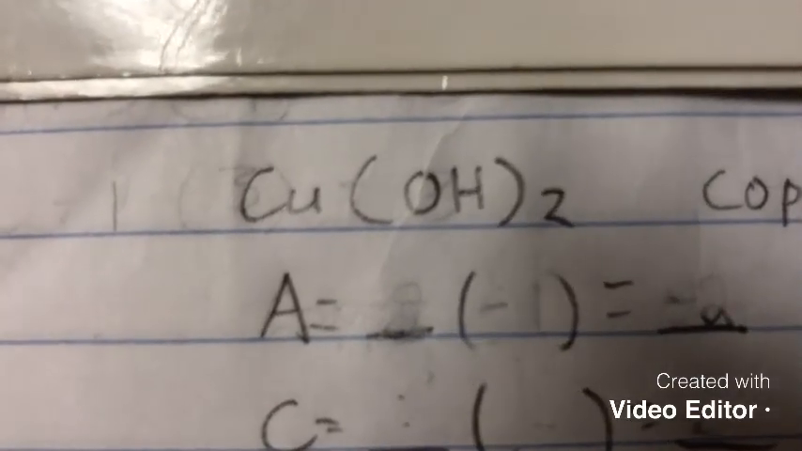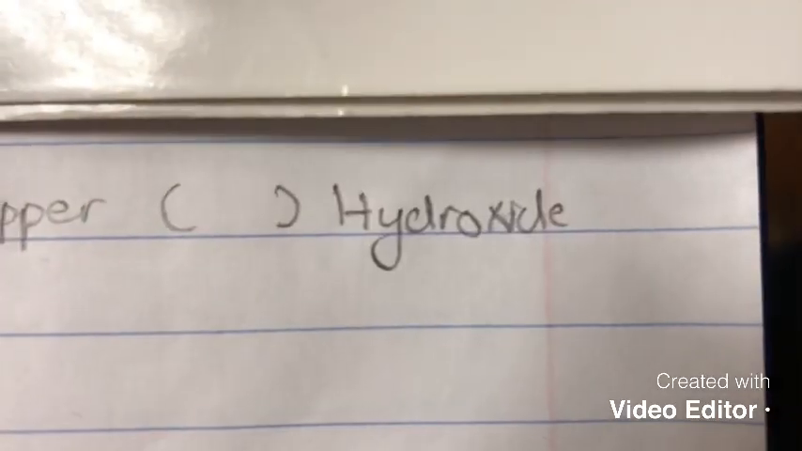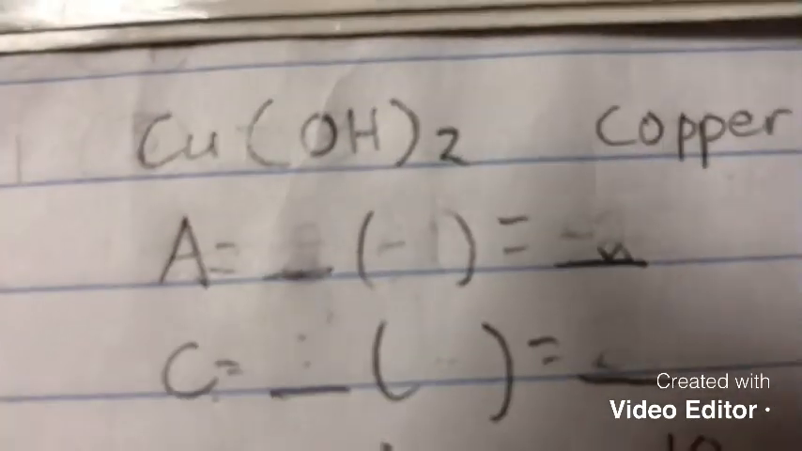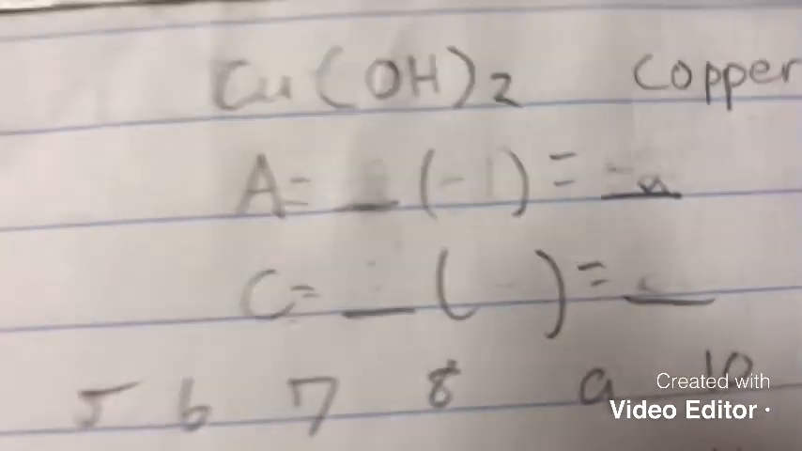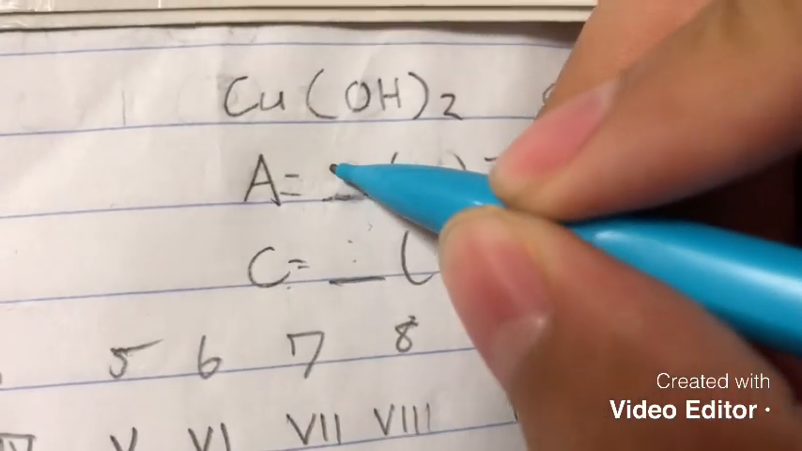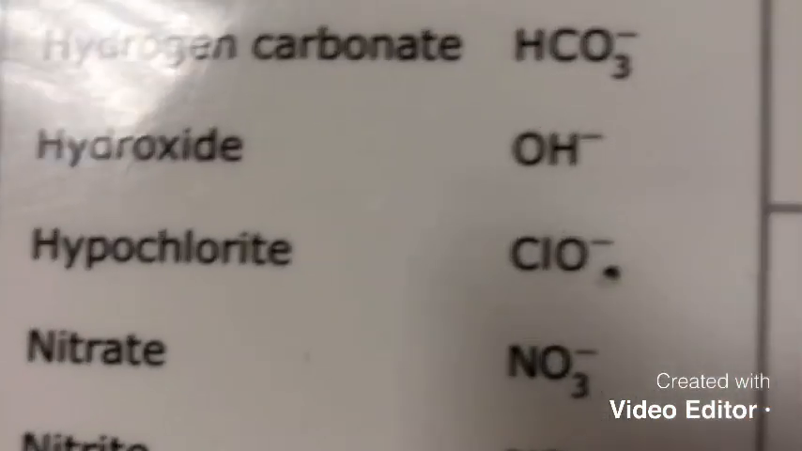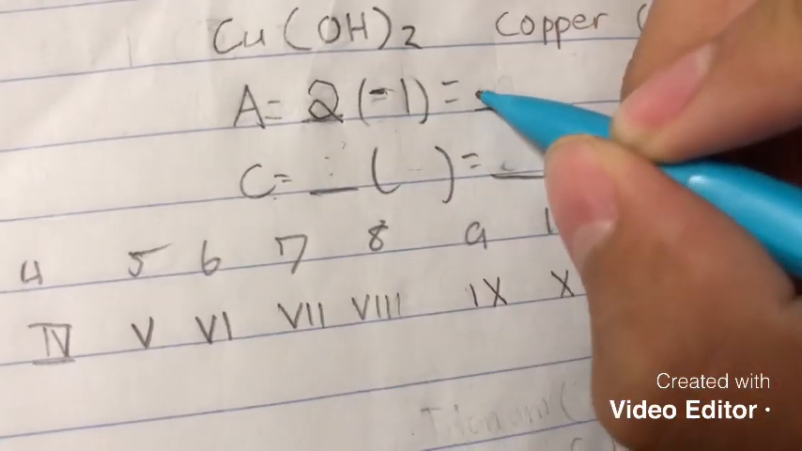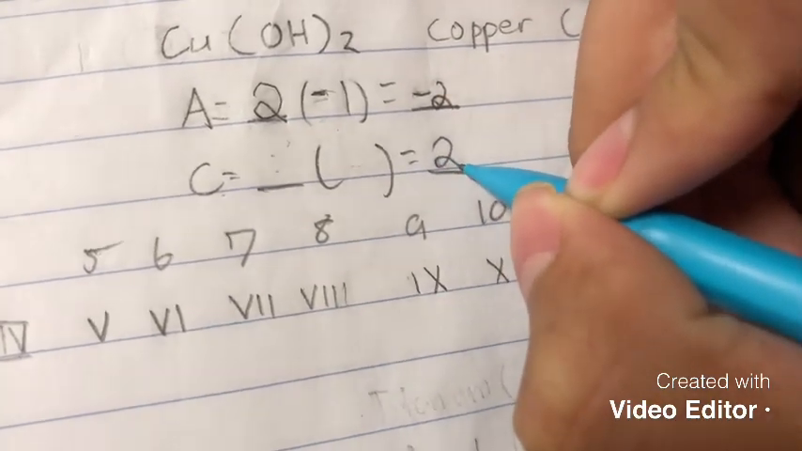Here's an example of how to find the scientific name of a ternary ionic compound. Here we have Cu(OH)2. Cu on the periodic table is copper, the transition metal, while OH is hydroxide, the polyatomic ion. In order to find it, we know that hydroxide is already given with 2 for the subscript, and its charge, which is given here, is -1. 2 times -1 is -2. And since they're equal and opposite, we have 2 down here for the cation.